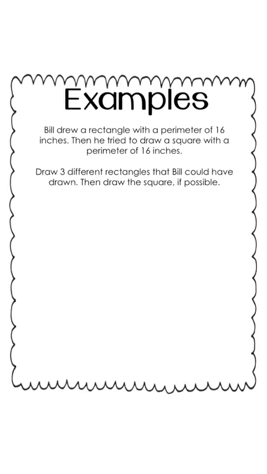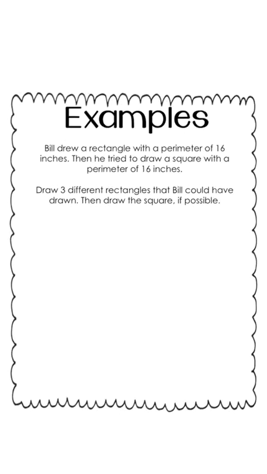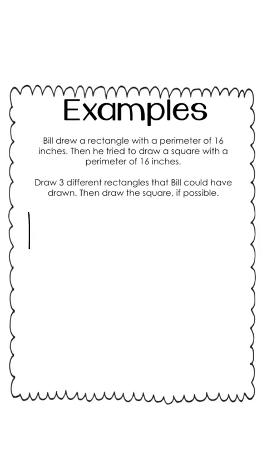Okay, last practice problem. Bill drew a rectangle with a perimeter of 16 inches. Then he tried to draw a square with a perimeter of 16 inches. Draw 3 different rectangles that Bill could have drawn. Then draw the square if possible. So he drew a rectangle with 16 inches. So I'm going to figure out how I can divide 16 into 4 pieces in different ways. This was one of the things that we talked about on your city project.